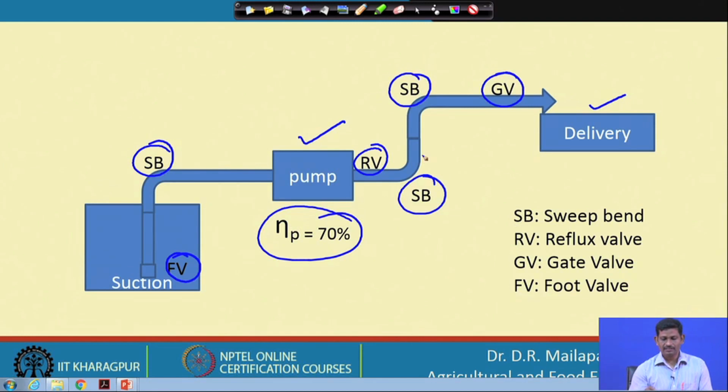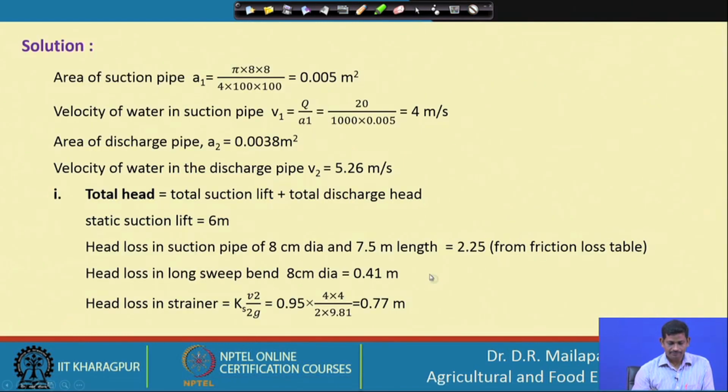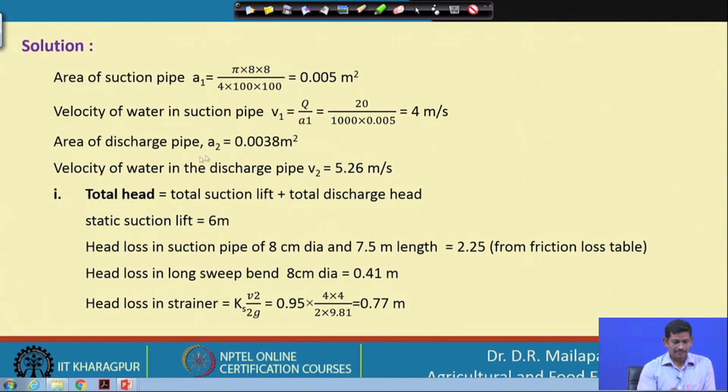So, this way, if you can schematic the whole thing, then the calculations are like this. First, the area of the suction pipe: since the diameter is given, you can find out the area of the suction pipe and the velocity in the suction pipe. Knowing the discharge and area, you can find out the velocity. Similarly, for the discharge pipe, area and velocity.